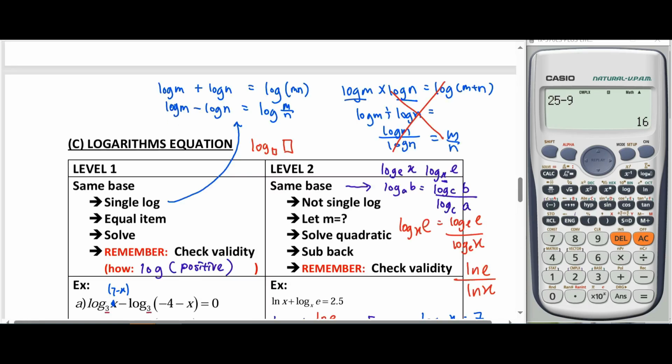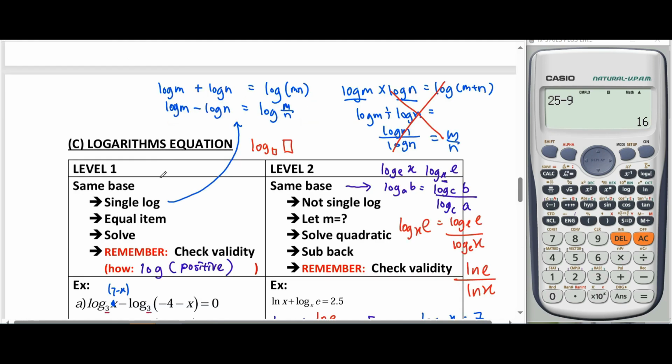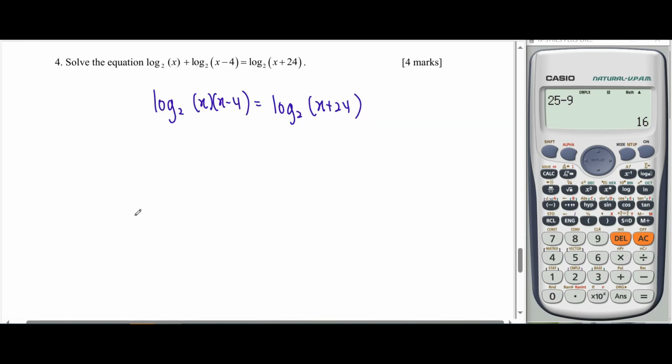So how to make it single? Log plus log, make it a single log: the items, multiply them together and put them in a bracket. So this is x times x minus 4. So our left hand side becomes a single log. Our right hand side is already a single log, so we just maintain it. So when both sides are single log, what can we do? We equate the items. So x times x minus 4 will be equal to x plus 24.